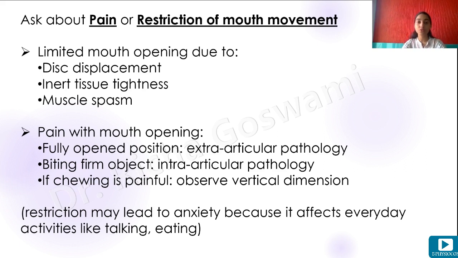If there is pain with mouth opening, which position leads to this pain? Ask whether there is pain with the full open position of the mouth. For example, when taking a large bite of an apple, if pain occurs or increases, it indicates the pathology is extra-articular. If biting a firm object like eating nuts causes pain, it is indicative of intra-articular pathology. And if chewing is painful for the patient, then observe the vertical dimension and also check the chewing pattern of the patient.